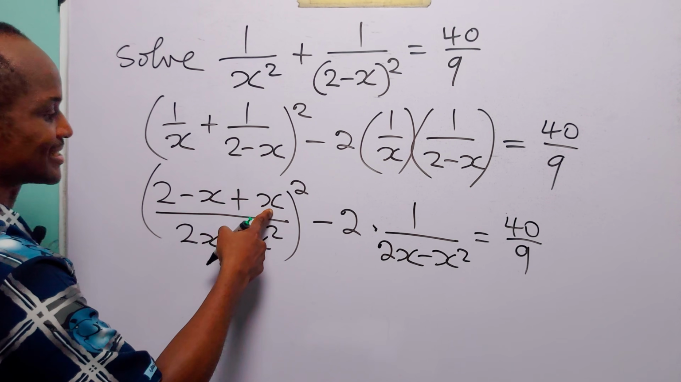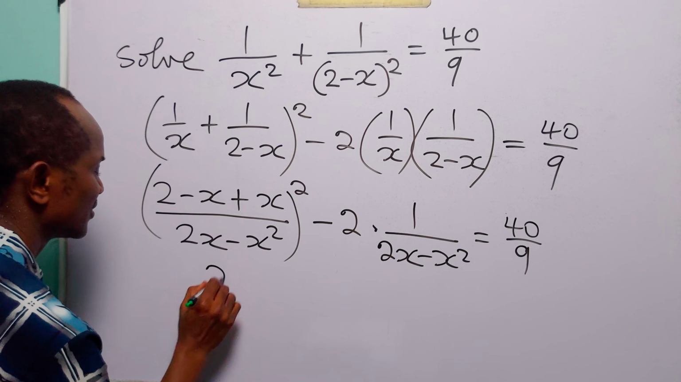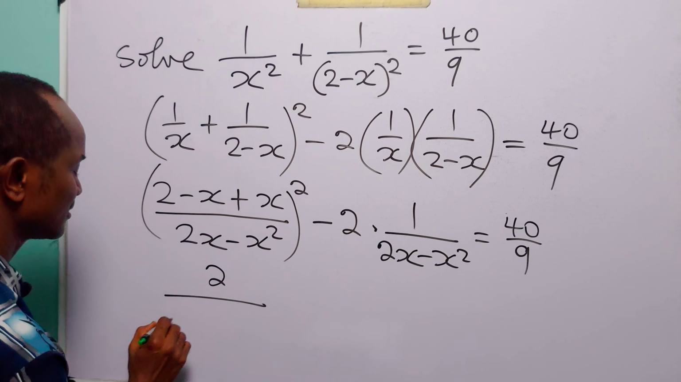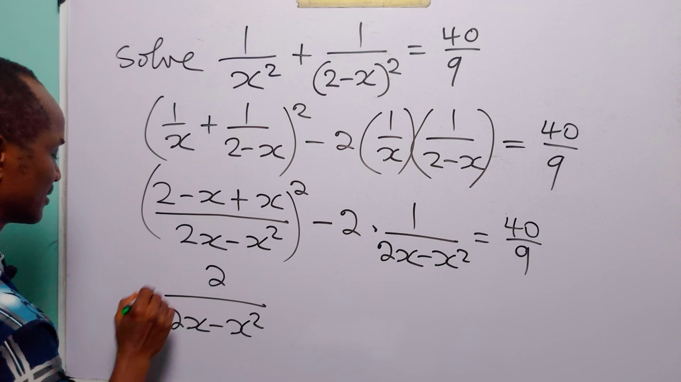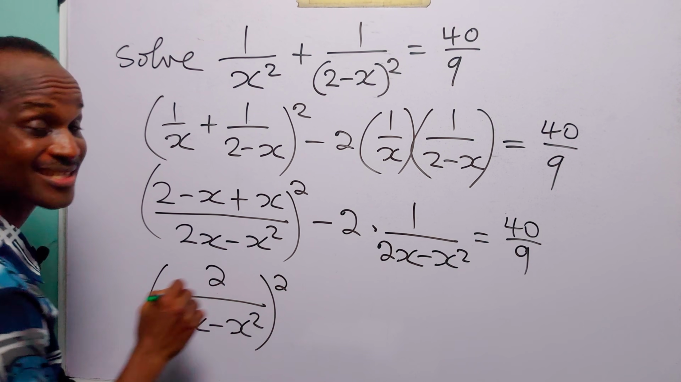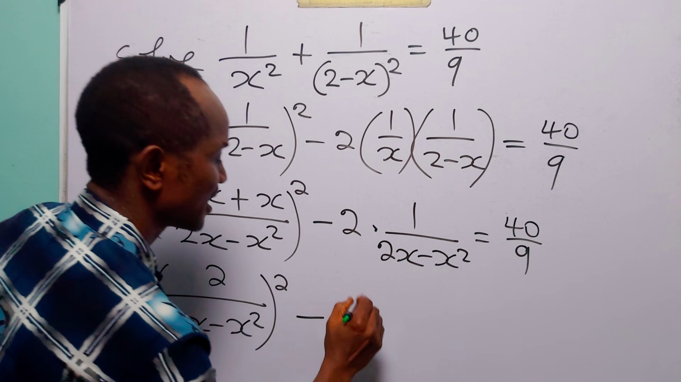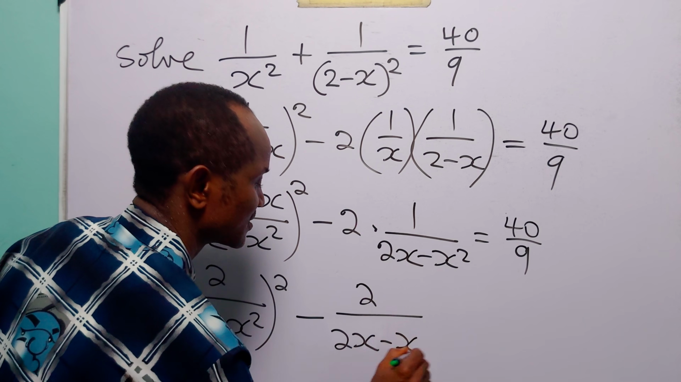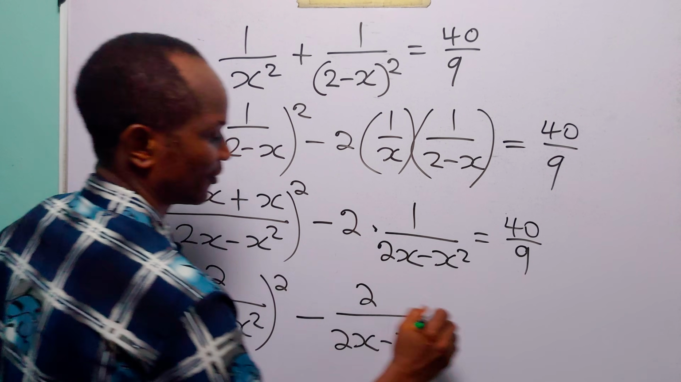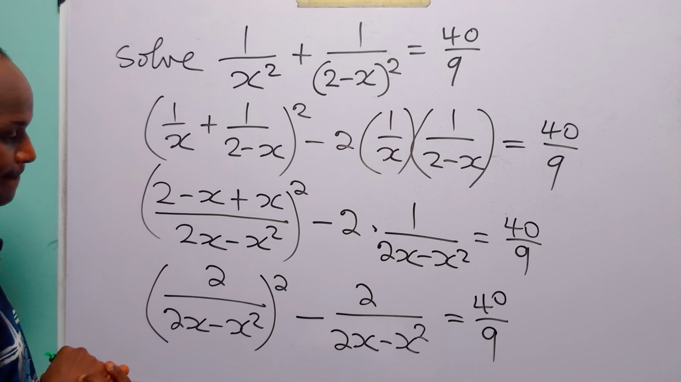Now, minus x plus x is equal to 0. So in this bracket, we have 2 over 2x minus x squared, squared. And then here we have minus, multiplying this and this, 2 over 2x minus x squared. And of course, this is equal to 40 over 9.